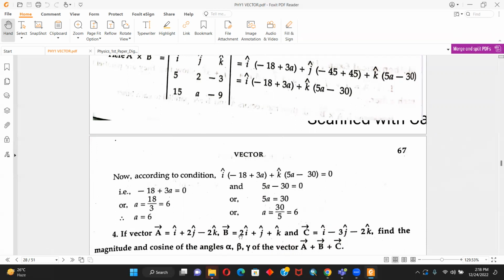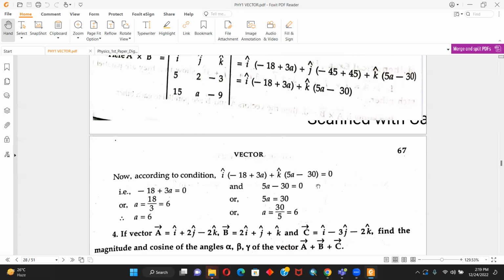All right. So, vector A, vector B, and vector C. Find the magnitude and cosine of the angles alpha, beta, gamma of the vector A plus vector B. One second. If vector A equals this, vector B equals this, and vector C, find the magnitude and cosine of the angles alpha, beta, gamma.